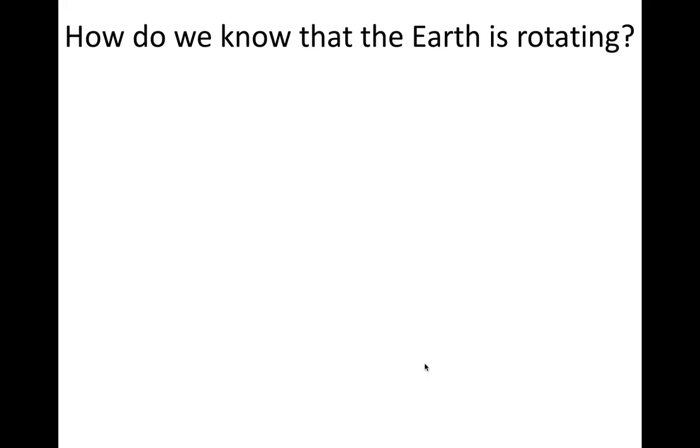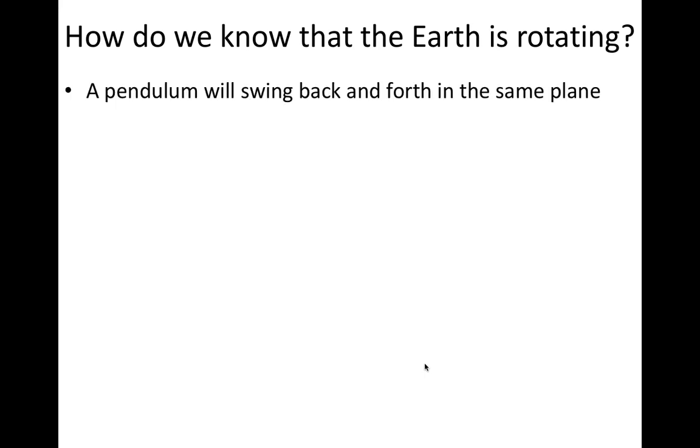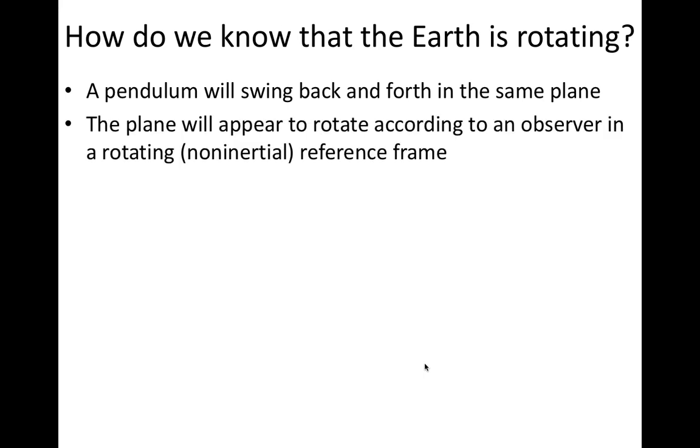On a related note, we said that the rotation of the Earth is what causes the Coriolis force. But how do we know that the Earth is in fact rotating? How do we know that the Earth isn't still in space with the whole universe rotating around the Earth, which is what people used to think pre-science? Well, there's an observation that somebody made that a pendulum is going to swing back and forth in the same plane. Swings back and forth until it runs out of energy and comes to rest.